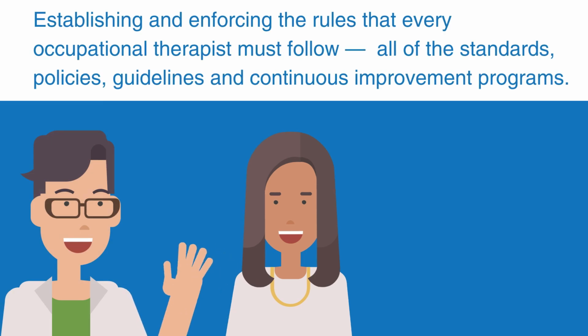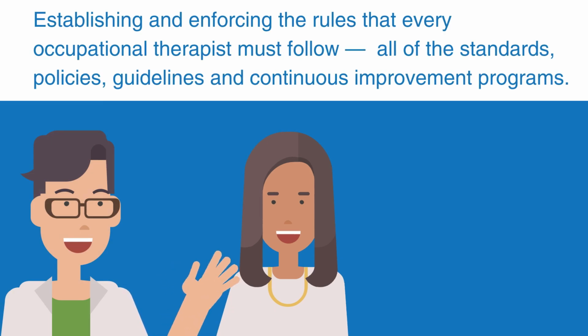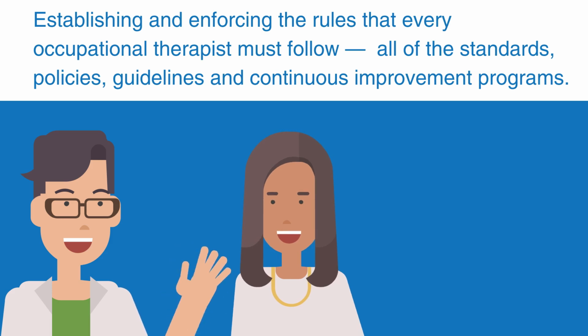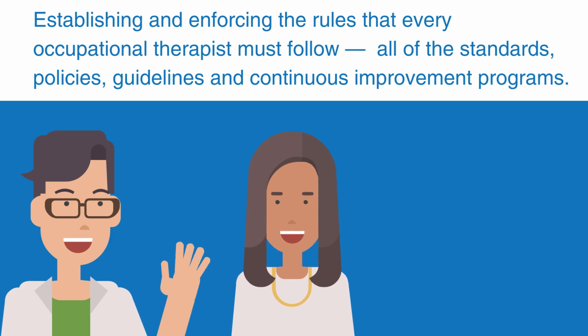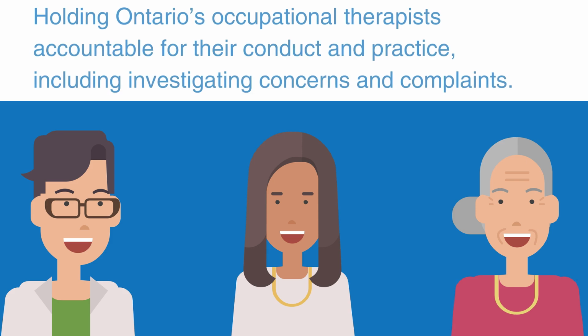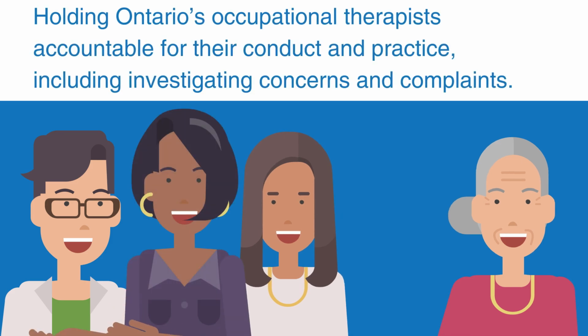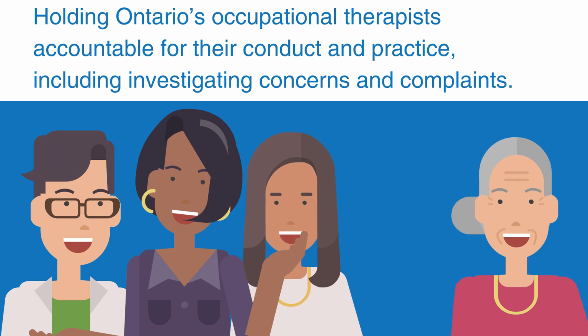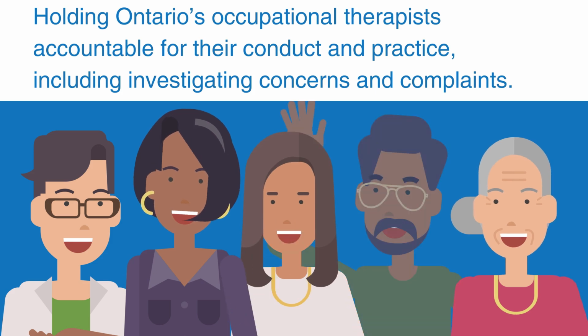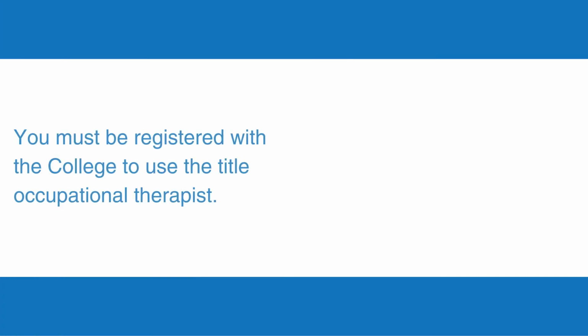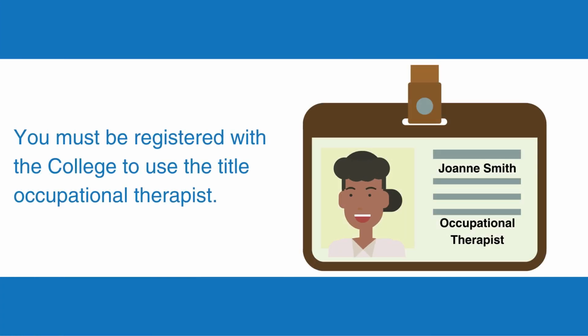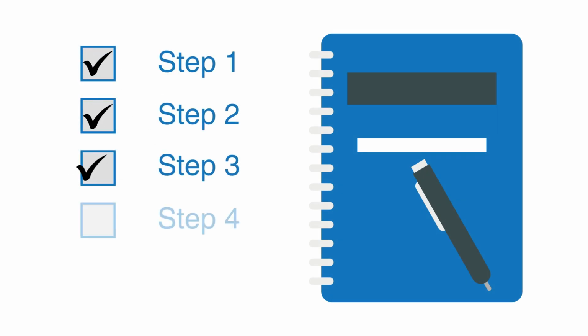Establishing and enforcing the rules that every OT must follow. All of the standards, policies, guidelines, and continuous improvement programs. Holding Ontario OTs accountable for their conduct and practice, including investigating concerns and complaints. By law, only individuals registered with the college can work as an occupational therapist or call themselves an occupational therapist or OT.